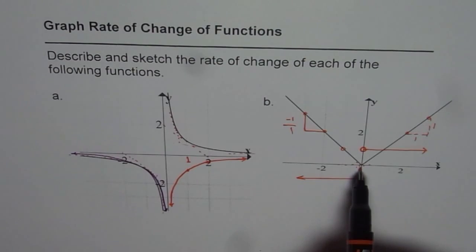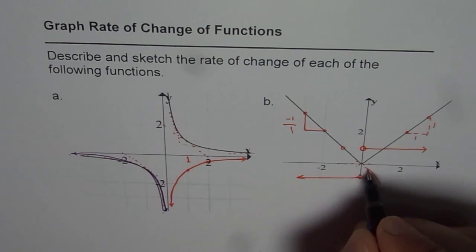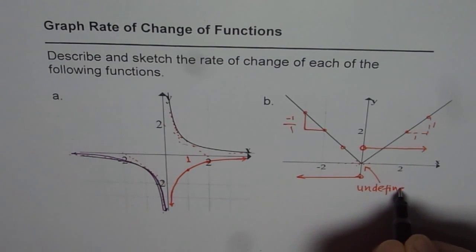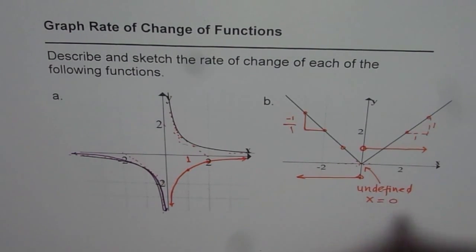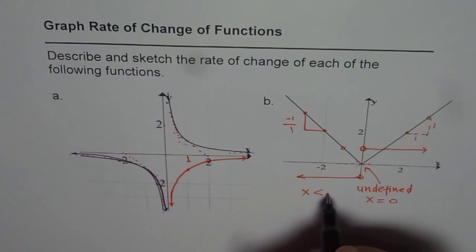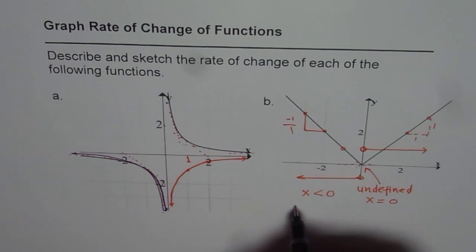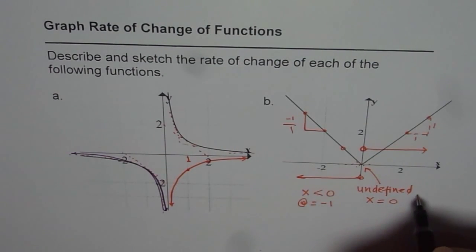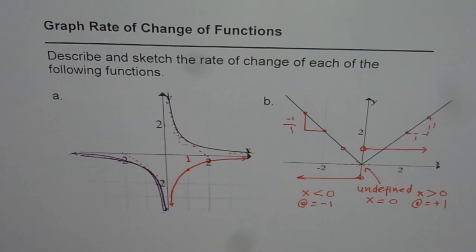So it is undefined at x equals 0, right? But if x is less than 0, then the rate of change is equal to -1, and if x is greater than 0, then the rate of change is equal to +1. So that is how you can get the graph or the sketch for the rate of change of each of these functions. I hope the concept is absolutely clear.